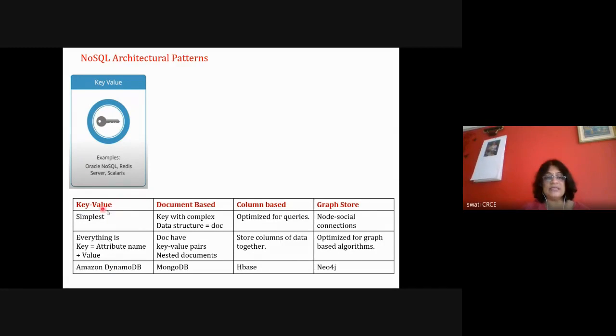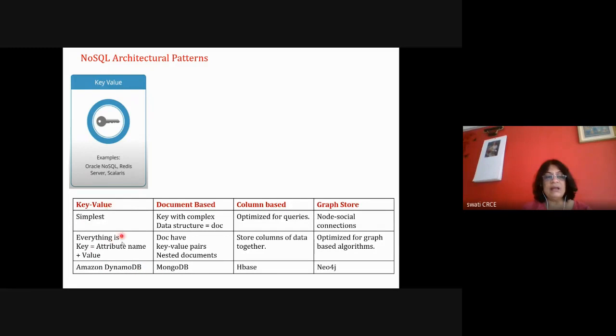If in the exam, they are saying that you explain key value architectural pattern, you can select anything, whatever you want. You can select Oracle NoSQL or Scalaris or this Redis server. I have selected Amazon DynamoDB. And all these four types are also there in your textbook.